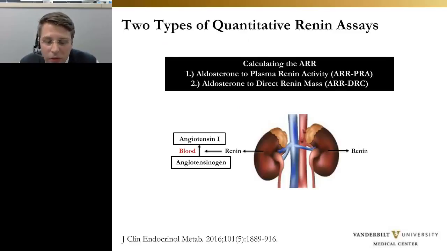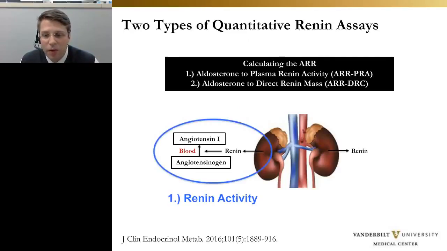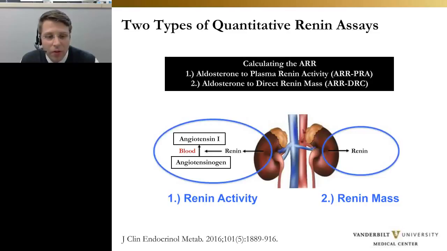So now there are 2 different metrics available to measure renin to assess the Renin-Angiotensin-Aldosterone system and to calculate the aldosterone to renin ratio, namely plasma renin activity and renin mass. Now, each of these renin measurements have several advantages and disadvantages to their testing, and we will briefly go over them in this presentation.